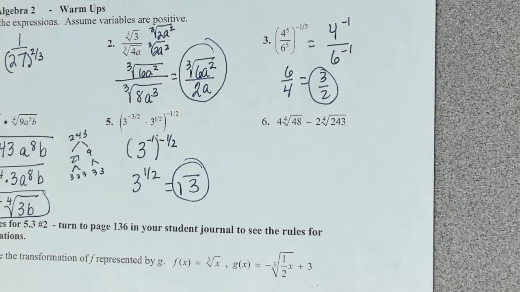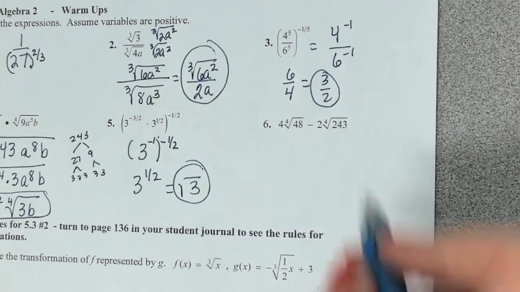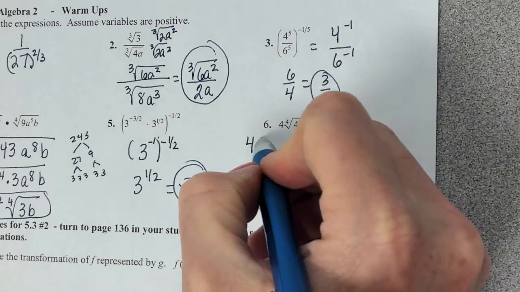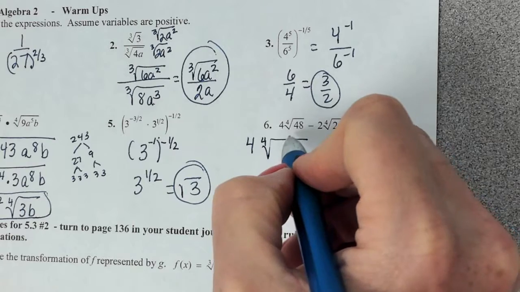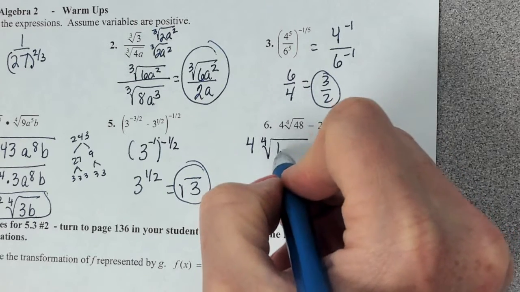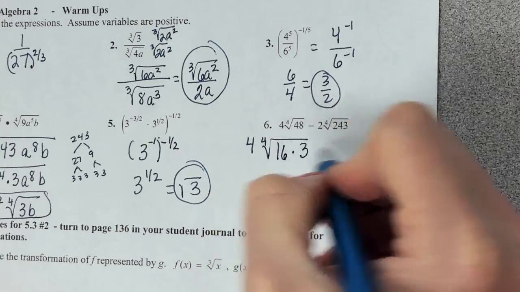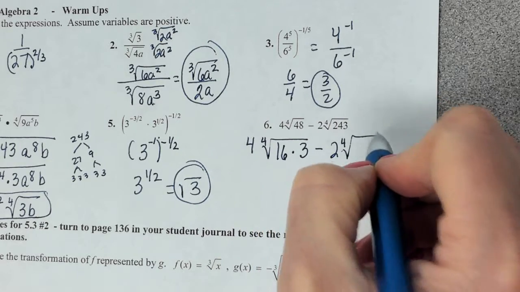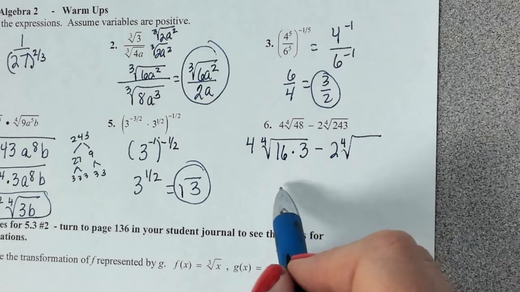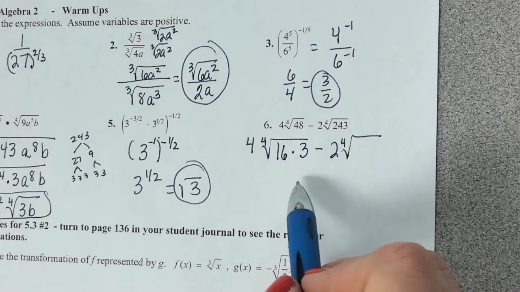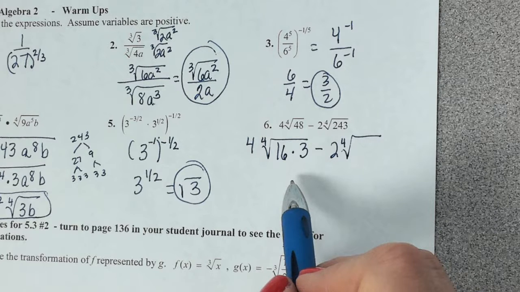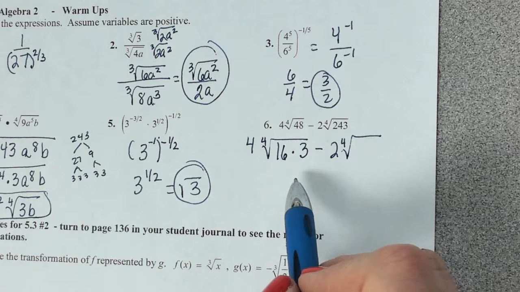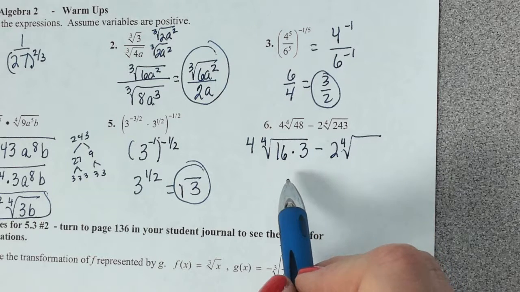Okay, how about number 6? Chloe, what did you do first on number 6? I learned it that way, so first I wrote it like that, like the 4th root of 16, and then the times 3, and then I get that down to 4 times the 4th radical of 3. I didn't get it.